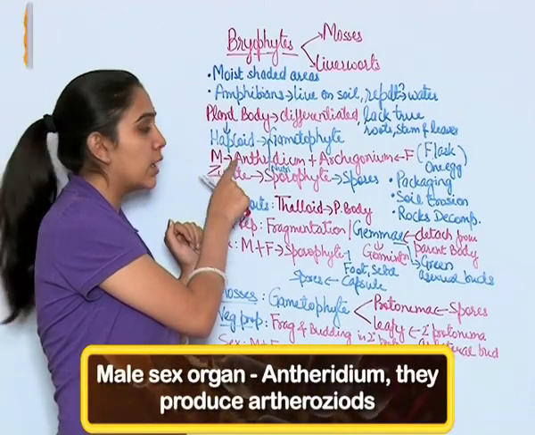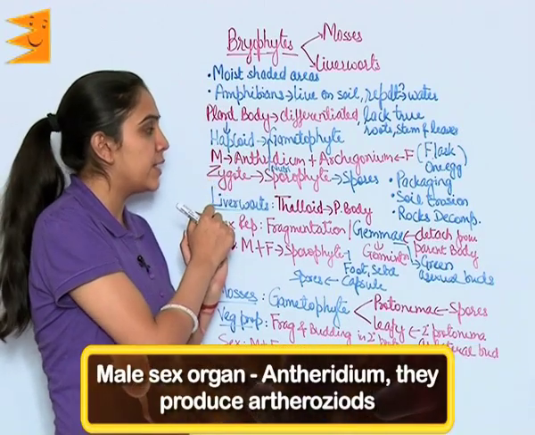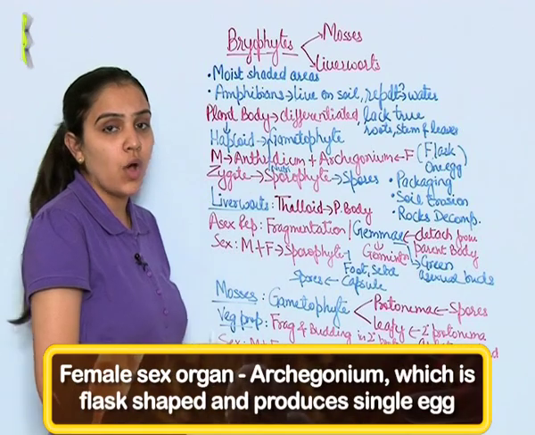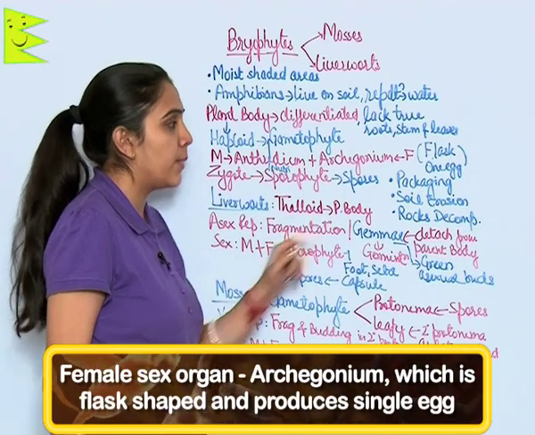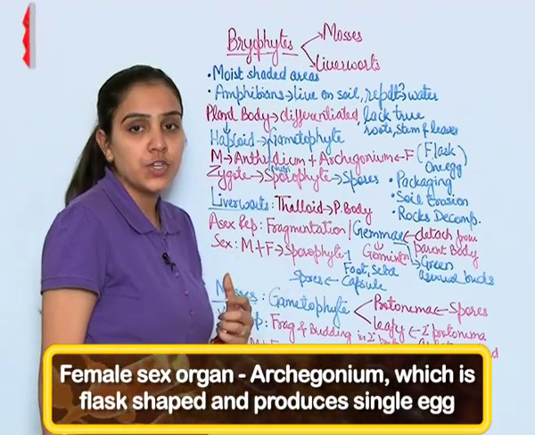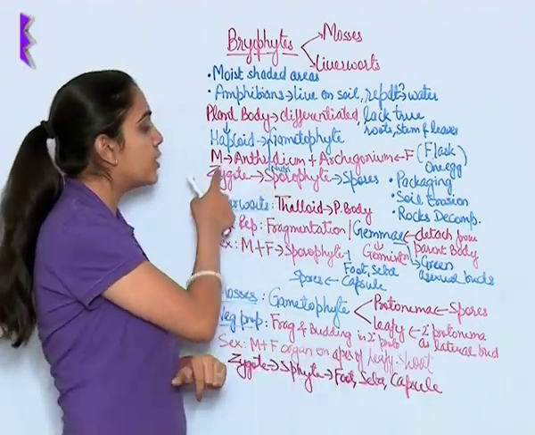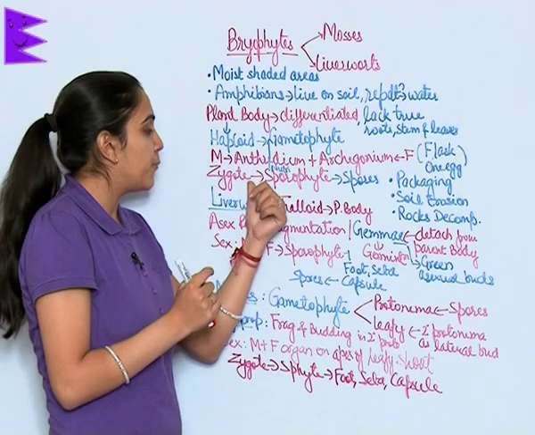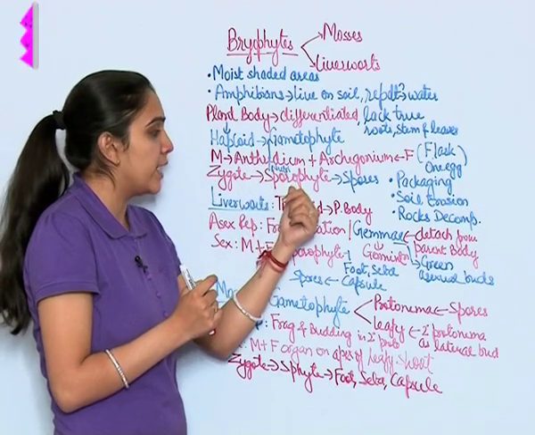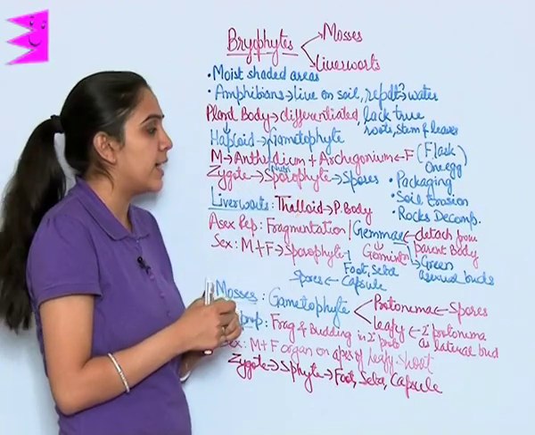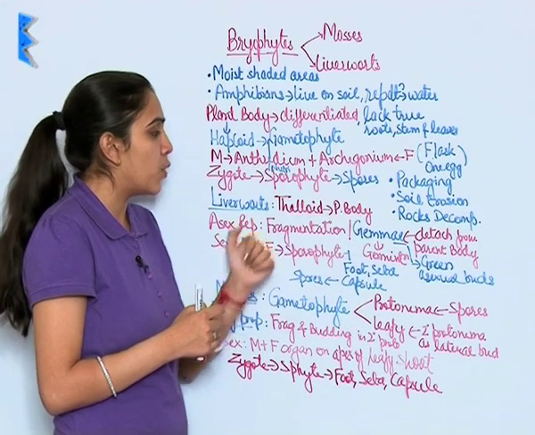The male sex organ is known as antheridium and the female sex organ is known as archegonium, which is flask shaped and produces one egg. The zygote so formed develops into sporophytes, and these sporophytes give us spores.